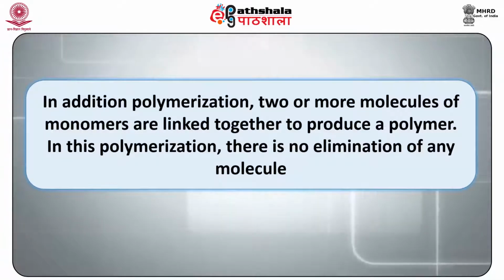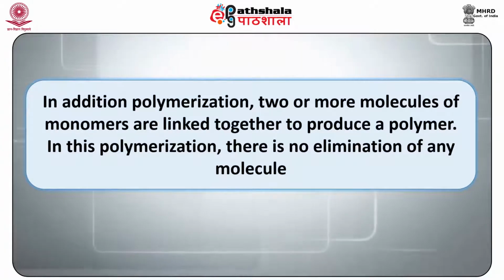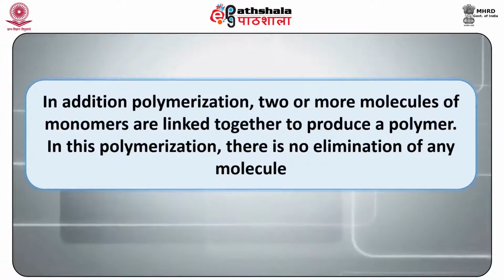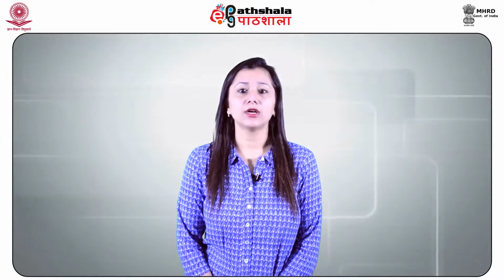Addition polymerization or chain polymerization. In addition polymerization, two or more molecules of monomers are linked together to produce a polymer. In this polymerization, there is no elimination of any molecule. It is a chain reaction and no byproduct is released. It is obtained by linking together the monomer molecules through a chain reaction to give a polymer whose molecular weight is exactly an integral multiple of that of the constituent monomers, as in the case of polyethylene obtained by the polymerization of ethylene. Only a single kind of monomer is involved in this addition polymerization reaction.